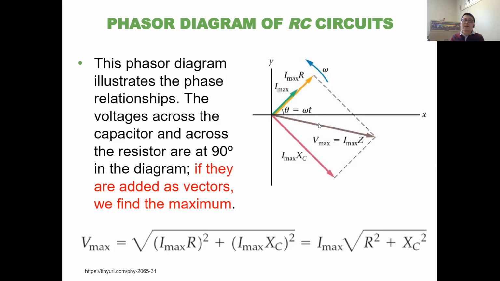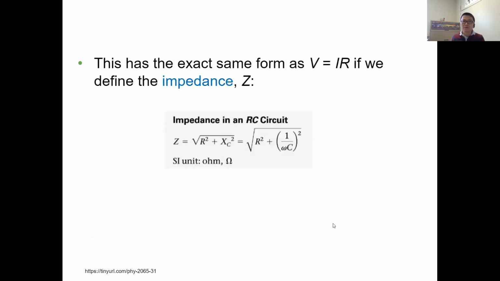For the vector addition in this case, you use the Pythagorean theorem because these two are perpendicular to each other. It turns out the maximum voltage phasor for the whole circuit is equal to I max times the square root of R squared plus XC squared. This square root of R squared plus XC squared we call the impedance of the whole circuit. It's a combination of reactance and resistance. So that's called impedance.